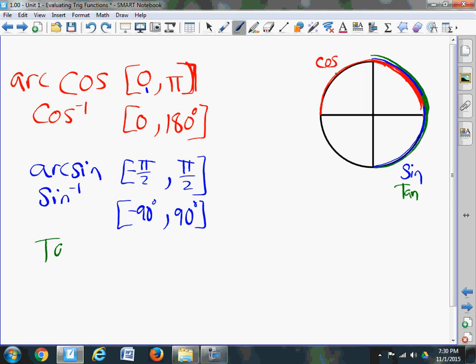All right, and tangent, or the inverse tangent, or arctangent, has the same range as sine. And that's just for convenience, because for tangent we can actually pick, whereas cosine we're forced to use the second quadrant.